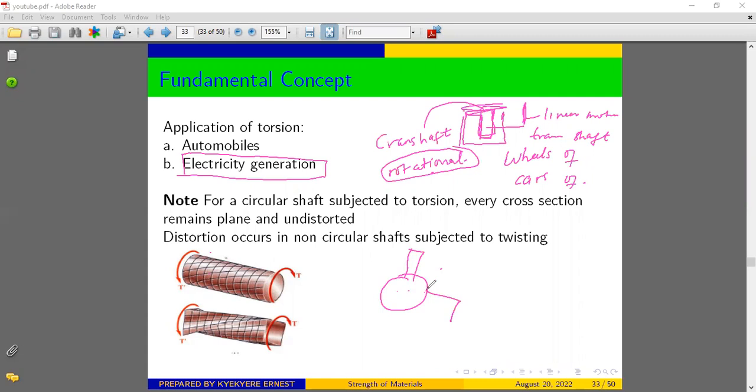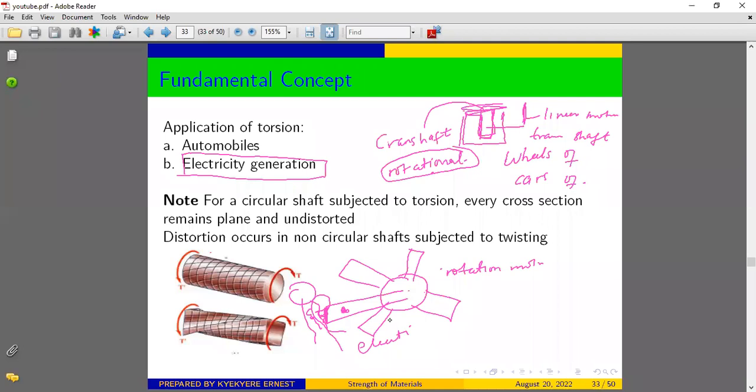So as the water runs over the turbine, it sets this turbine into rotational motion. And this rotational motion is transmitted to a shaft, to a generator. And now this rotational motion of the shaft, through certain arrangements in the generator, is converted to electricity. So this is also another application of torsion, where rotation of shafts plays an important role.